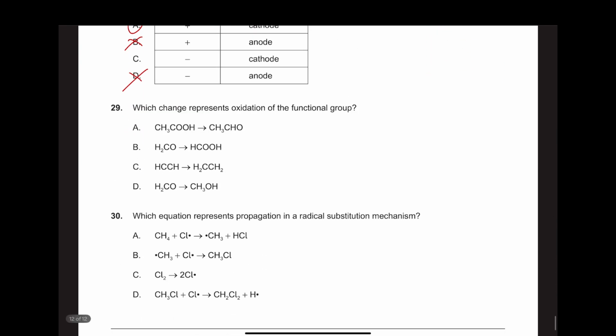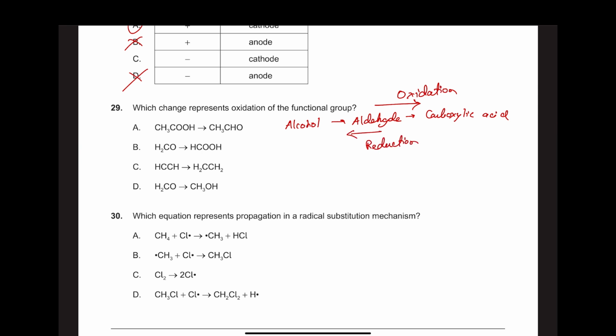Next one, which change represents oxidation of a functional group? If you look at the basic oxidation steps, alcohol to aldehyde to carboxylic acid, this flow is oxidation, okay? And the reverse direction is reduction. So here, carboxylic acid is getting converted to aldehyde. This is reduction, not oxidation. Aldehyde to carboxylic acid. Yes, this is oxidation.